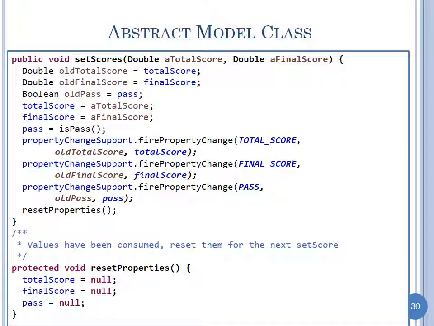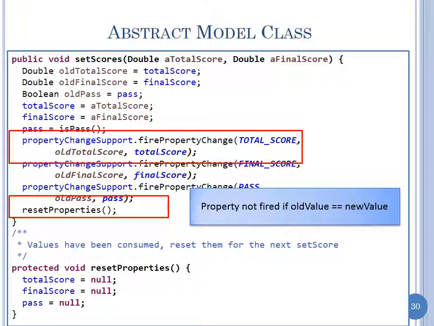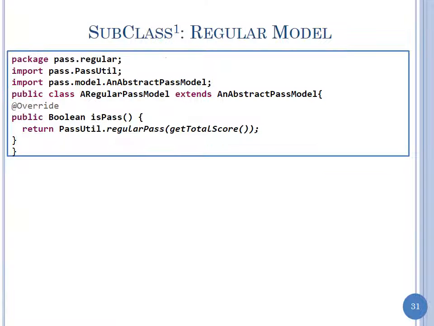Questions? There's a lot of code here, maybe not enough time to process, but the concepts are few. I'm doing this fire property change where I'm giving the name of the property, the old value of the property, and the new value of the property. Before I change my variables, I store the old values of these variables so that I have the correct value set. Reset properties just assigns them null. And the property is not fired if the old value is equal to the new value. That's the concepts. You can look at the code at leisure to understand it in more depth.